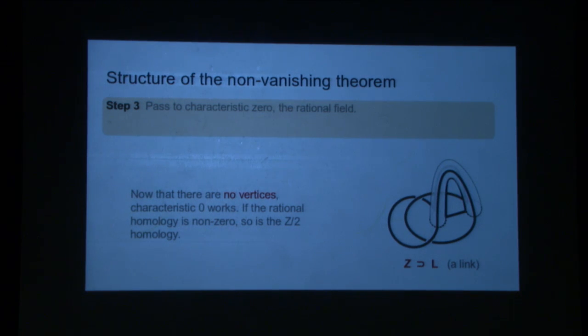There's another step here: there are no vertices anymore. The problem with characteristic 0 was to do with bubbling at the vertices. Once the vertices are gone, we can use characteristic 0 and pass to the rational field. And it'd be enough if we can show that the rational homology is now non-zero in the Morse complex. So we're gradually getting towards more and more familiar territory for us.